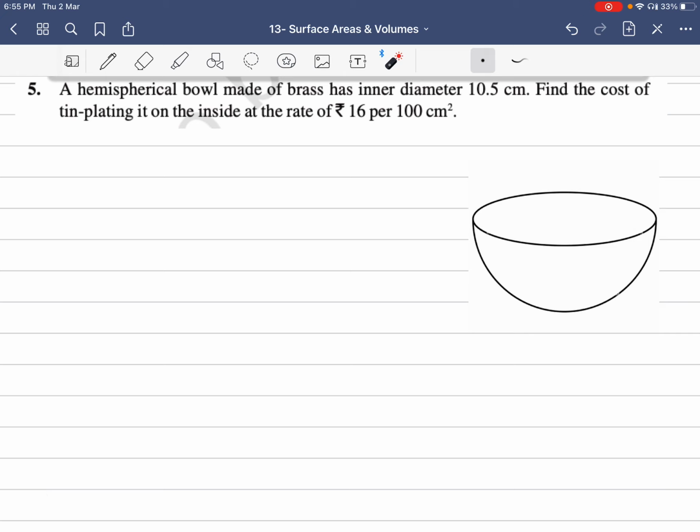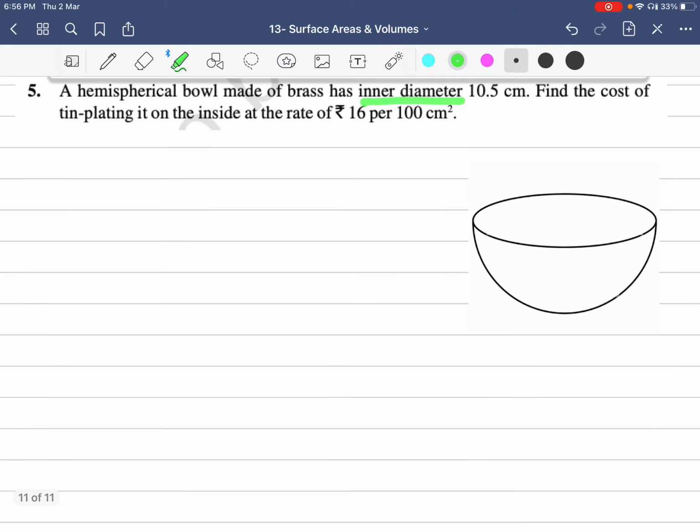A hemispherical bowl made of brass has inner diameter 10.5 centimeter. Very important point, it's the inner diameter. Again we follow the same technique. Whatever we read in the question, we immediately try to visualize in some diagram. So this is our hemisphere bowl diagram, and the inner diameter is 10.5 centimeter, which means this diameter, so I'm just going to draw this straight line. So this is diameter, D is equal to 10.5 centimeter.